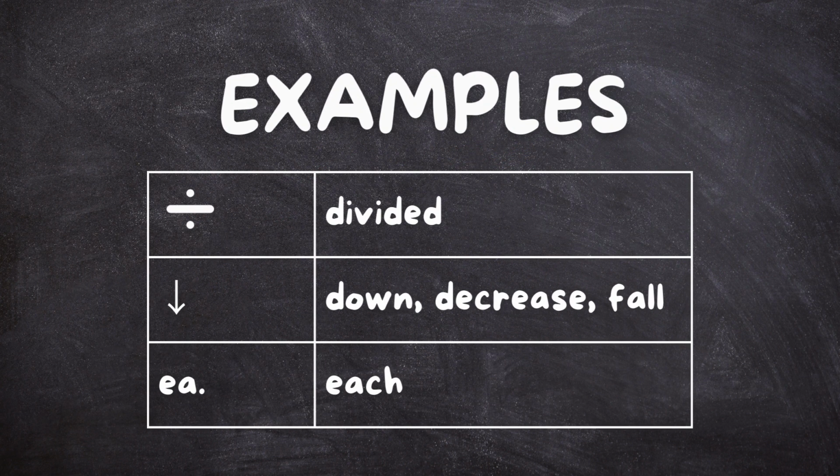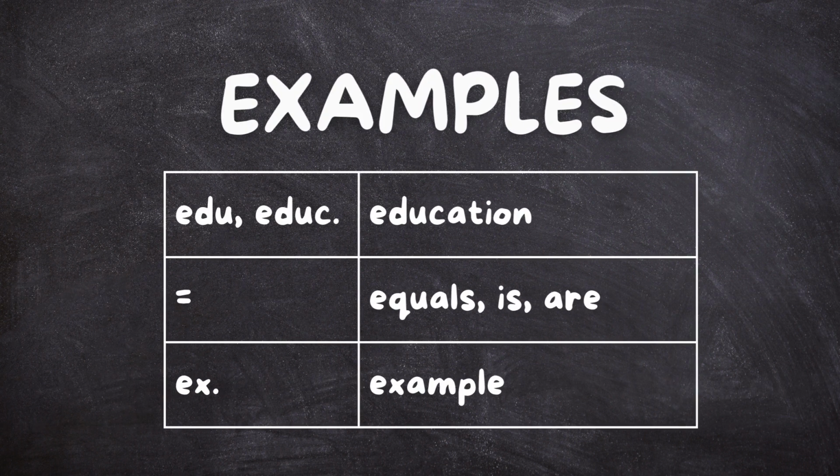If you use the divided symbol, you can just replace the word divided with its symbol. If you use the arrow down, of course you can represent the word down. It can also represent decrease or fall. And then the abbreviation EA stands for each. The abbreviation EDU or EDUC can represent education. Equals can represent the idea of equals, is, or are. EX can replace the word example.